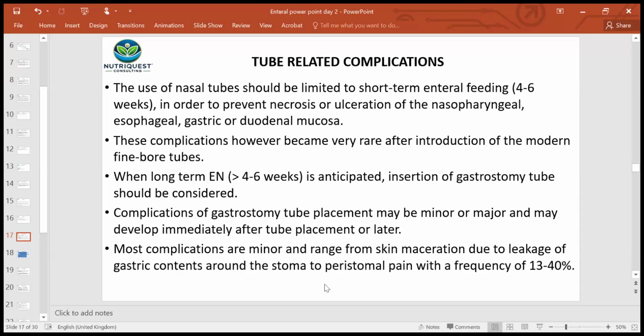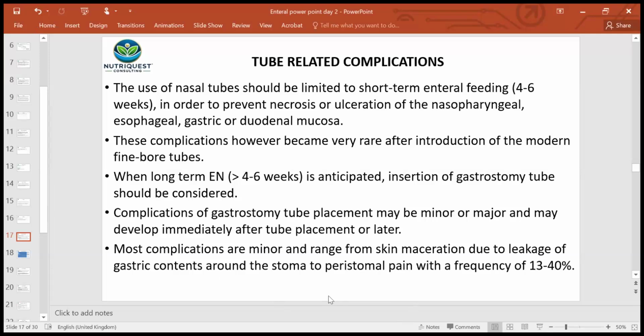So despite this being a common complication, nowadays the tubes that we have in the market are quite okay to use. They are quite fine tubes, so these ones might not cause more problems. They have been modified, but however, we still insist that 4 to 6 weeks should be the standard for short-term enteral feeding with nasogastric tubes, nasal tubes.